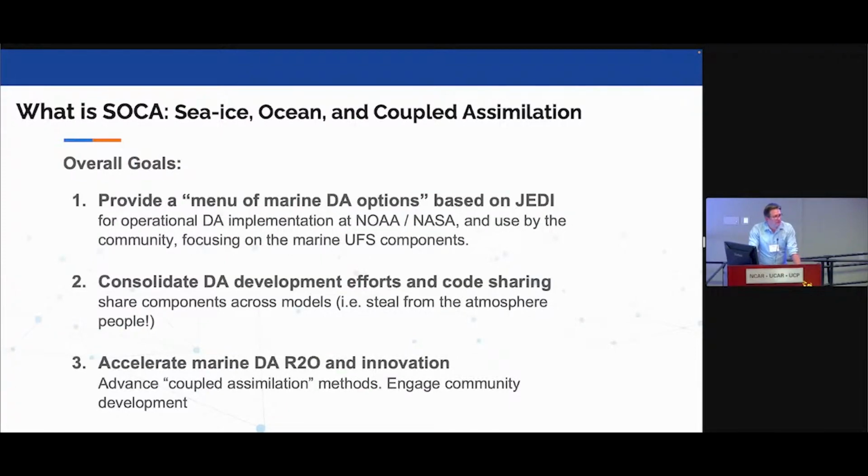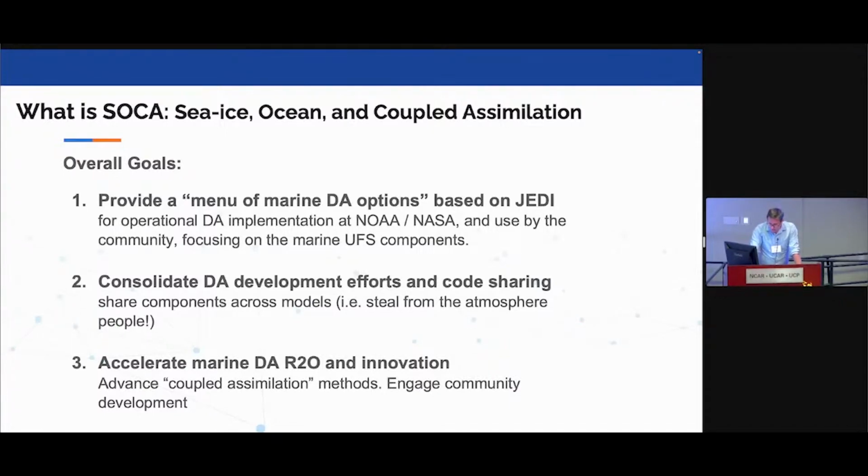So what is it that we do? In terms of Ocean DA capabilities, SOCA has three main priorities. We're not responsible for putting systems into operation or implementation. That's, for the NOAA side, EMC. But our aim is to provide a suite, basically a menu of DA options that are available, tested, and demonstrated for easy implementation at NOAA and NASA and the community as well, focusing on the UFS marine components.